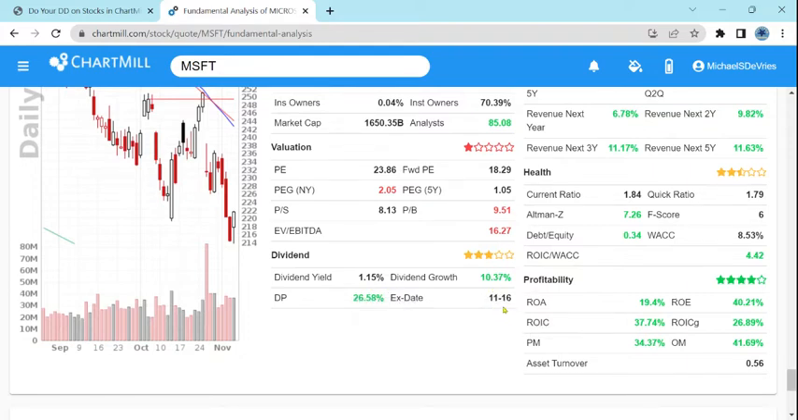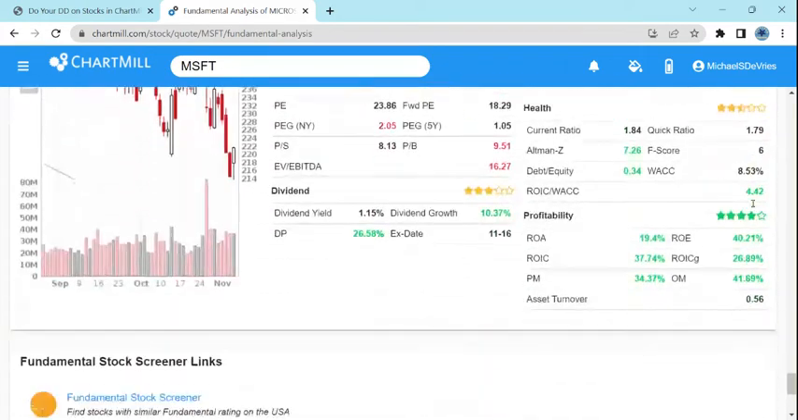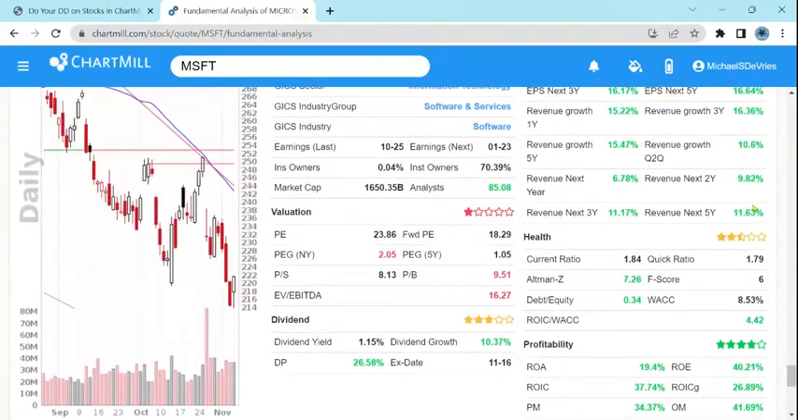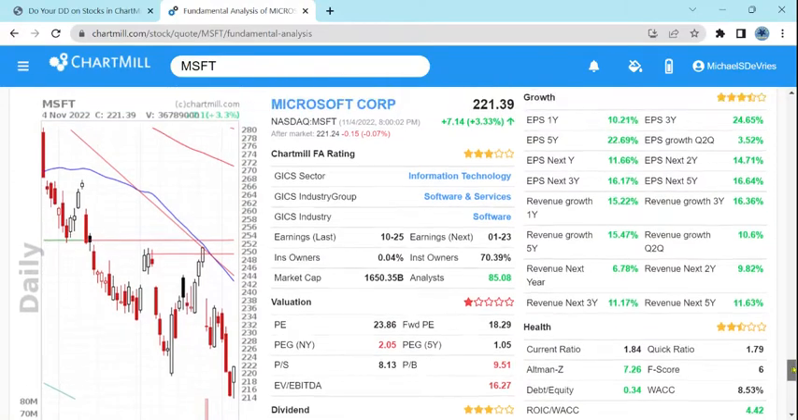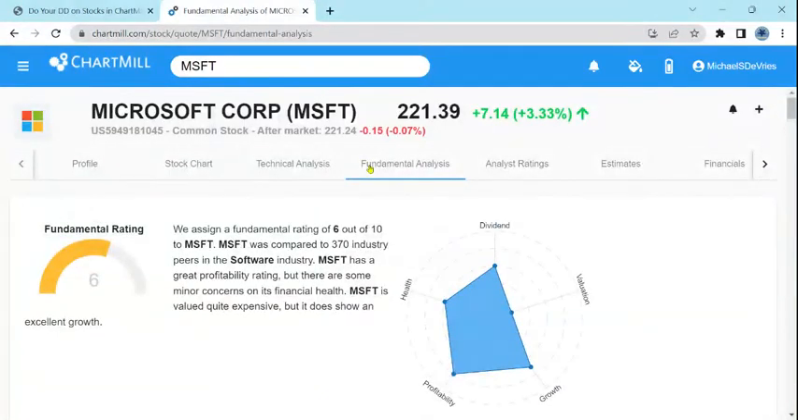We see the ex-dividend, the last ex-dividend date. So when do you have to buy this before, in terms of getting the next dividend? So in this case, it's November 16th. See all their profitability scores, 4 out of 5, all green, very positive. Health 2.5 out of 5. We see the greens, others are all average. So again, quick and easy way to get an overview of all the important details for your fundamental analysis to do your due diligence on any stock in the fundamental analysis tab on ChartMill.